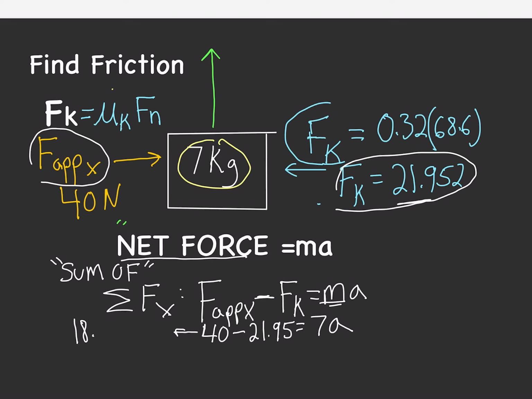So when I calculate the 40 minus the 21.95, it comes out to be about 18.05 net, and I'm not putting the units in, but that's newtons. That equals the 7 for the mass times the acceleration. When you divide both sides by 7, we get that the acceleration comes out to be 2.5. I'll just round to 2.58. That's the acceleration, so that's in meters per second squared.